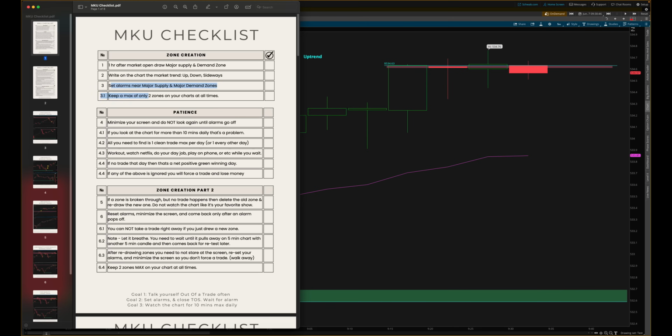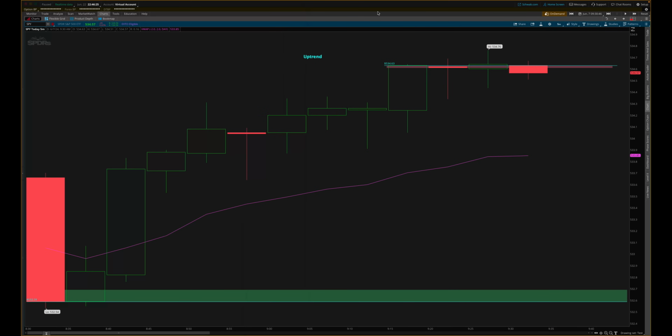Next, we set alarms near the major supply and major demand zone. So what that's going to do conceptually is, we need to go down to this spot. If we were doing this live, there would be a spot where it says set alarm after you right click, and you can set an alarm that's going to be a little yellow line, about right here. And the idea is that once price comes down to this area and taps this alarm, you're going to be notified about it and you could potentially take a trade.